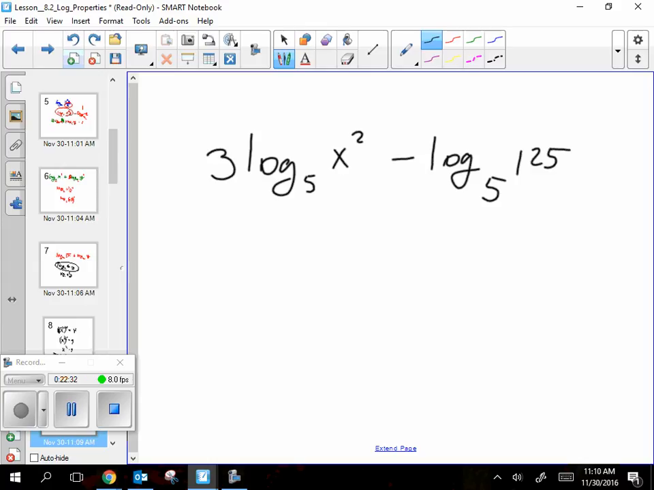I want you to condense this into one log. 12 minutes left. Condense this down to one log.